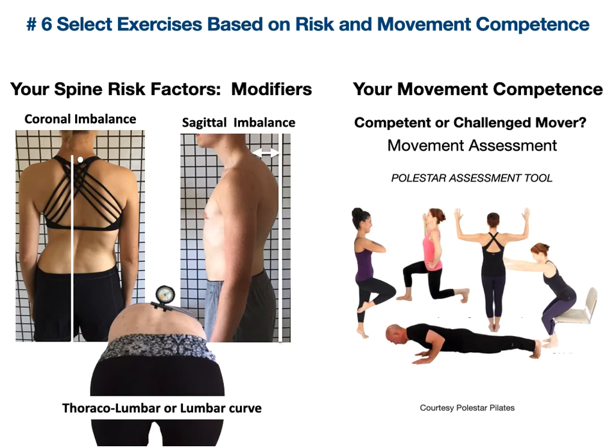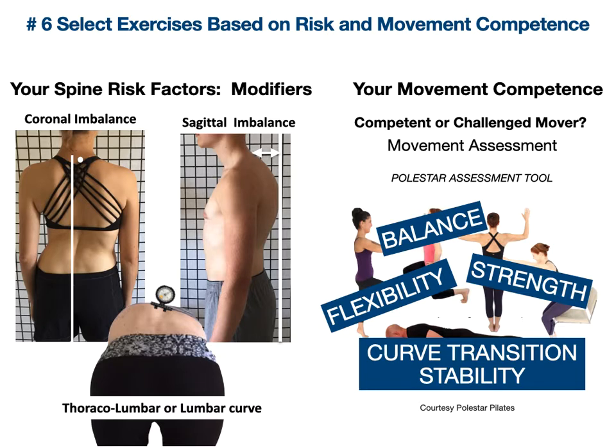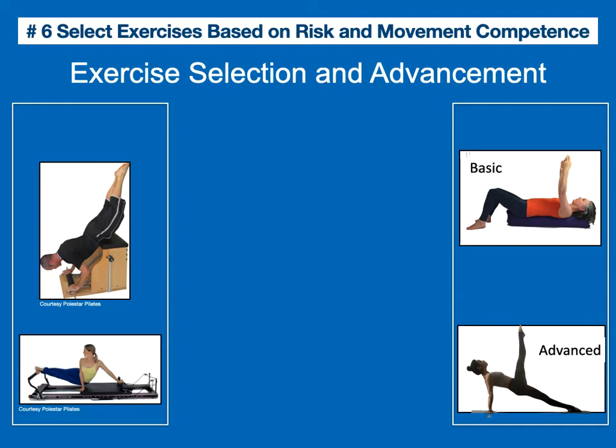In tip number 4, we discussed the importance of a movement assessment of your balance, strength, and flexibility. This also highlights your ability to stabilize your curve transition points and determines if you are a competent mover or challenged mover. As an adult with scoliosis, this table can act as a guide for your exercise selection and advancement.